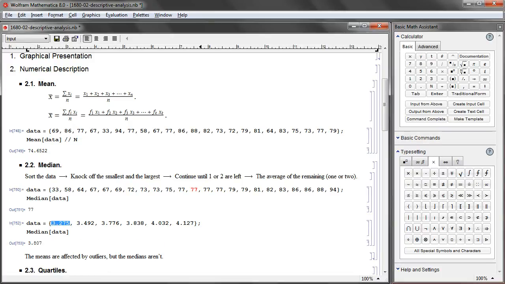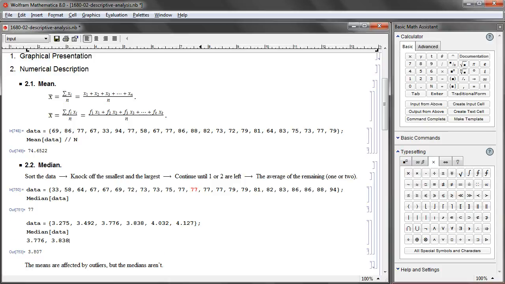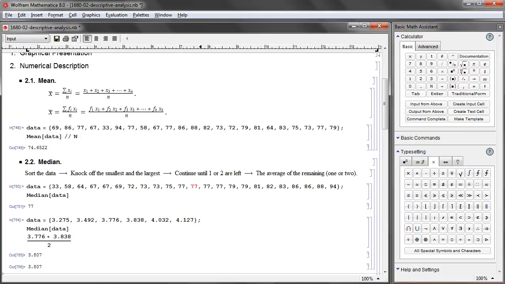Knock off the smallest and the largest, and again the smallest and the largest of the remaining, and then we're going to get 2 numbers left. We have to take the average of those 2 numbers, and not coincidentally that is the same as the median, 3.807. Duh, that's the way the median was defined. So if you have an odd number of data, knock off, and you're going to get, in the end, just one entry. If you have an even number of data, then you're going to get 2 numbers in the end, and the average of those 2 will be the median.